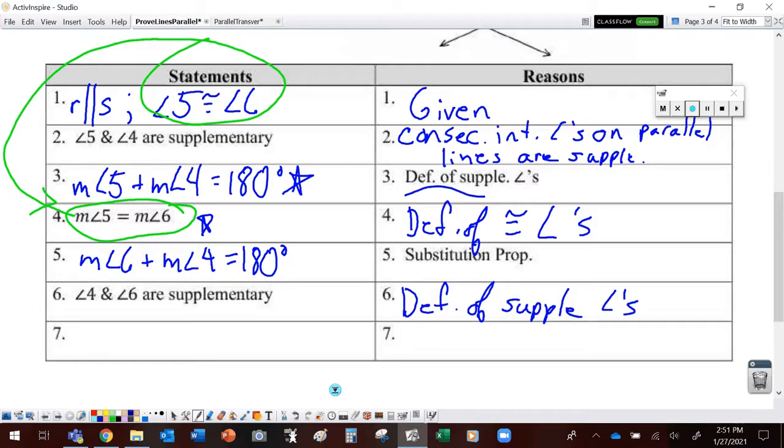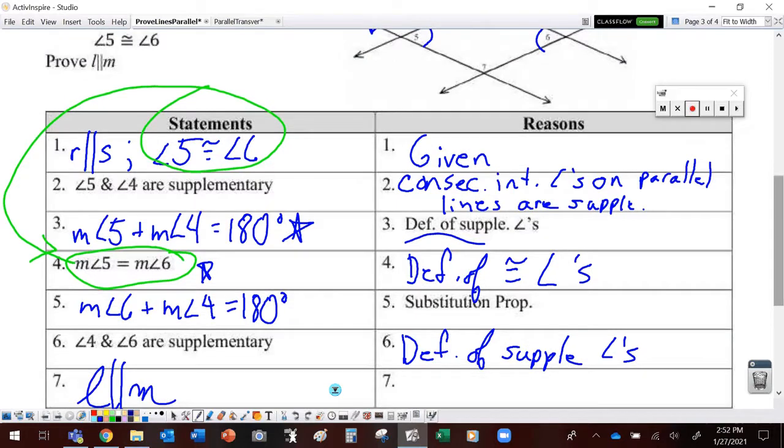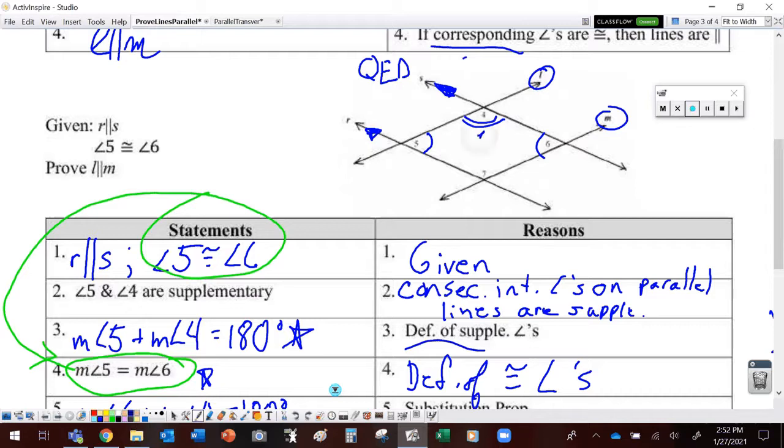Okay, now we have one more step. Okay, and this one's described for us, or all set up for us, so we know we have to end on lines L and M being parallel. So we'll say line L parallel to line M. But we need a reason. Okay, well, if 4 and 6 are supplementary, take a look at where 4 and 6 are on our diagram. Okay, here's angle 4, here's angle 6. They're along this transversal, and they're formed by these two lines. Okay, lines L and M. Angles 4 and 6 are consecutive interior angles.